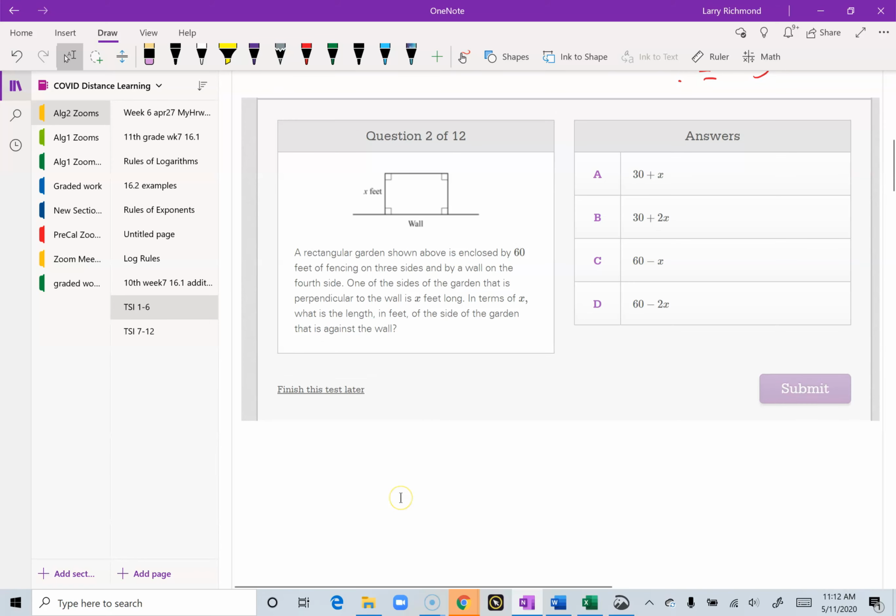Number 2, get to the question sentence first. In terms of x, what is the length of the side of the garden against the wall? So we're looking for this length here. What is this length? All right, it says a rectangular garden shown above is enclosed by 60 feet of fencing on 3 sides, and by a wall on the 4th side. One of the sides of the garden that is perpendicular to the wall is x feet long.